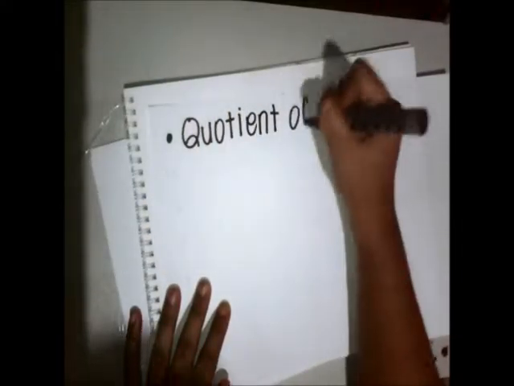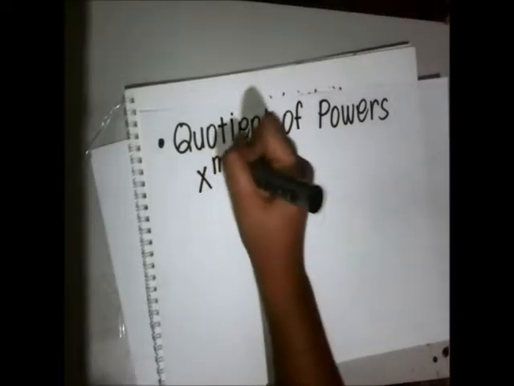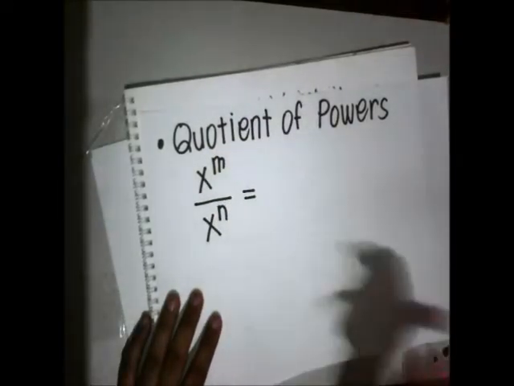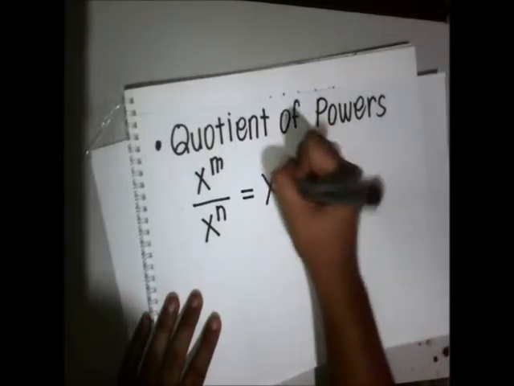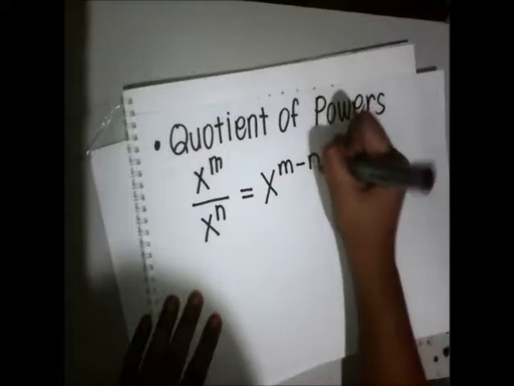Second, we have the quotient of powers. When dividing exponential notations with the same base, just copy the base and subtract the exponent of the denominator from the exponent of the numerator.